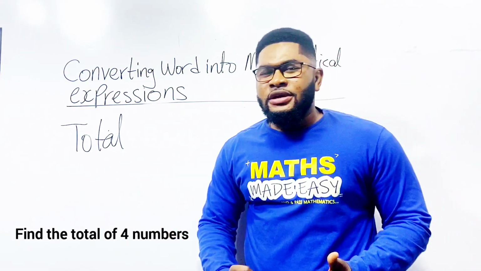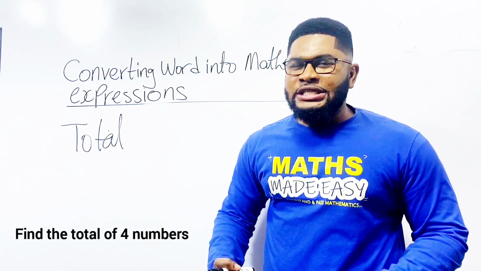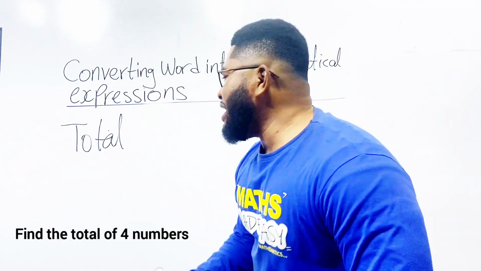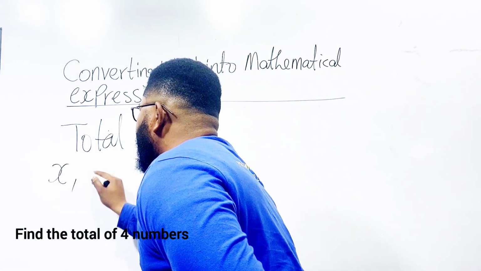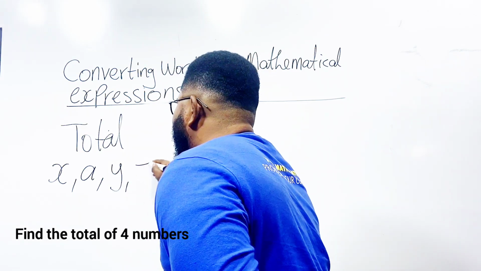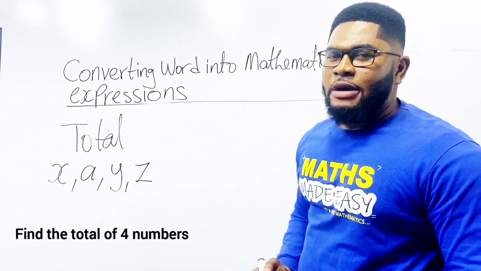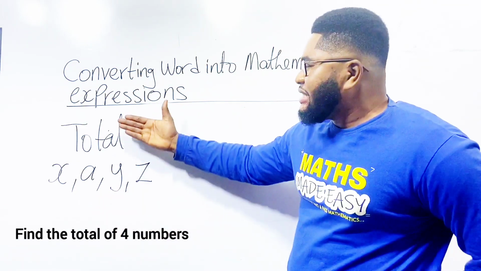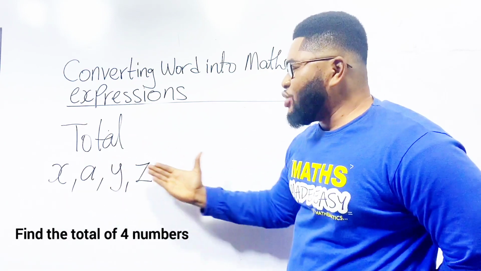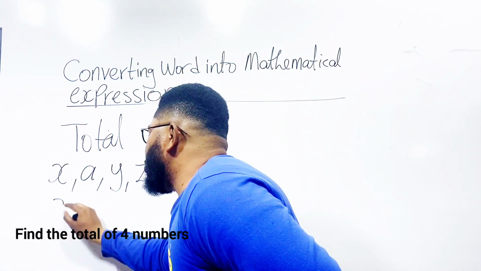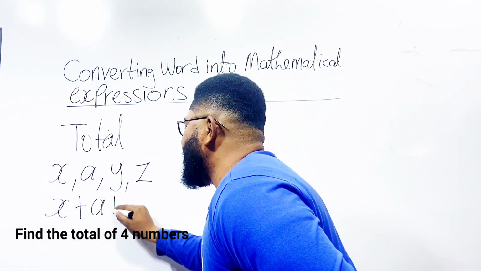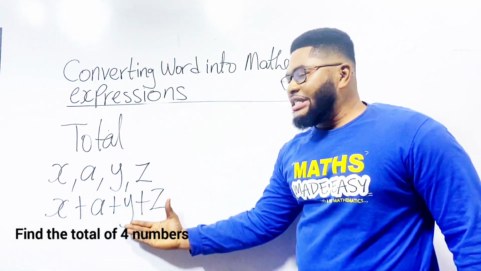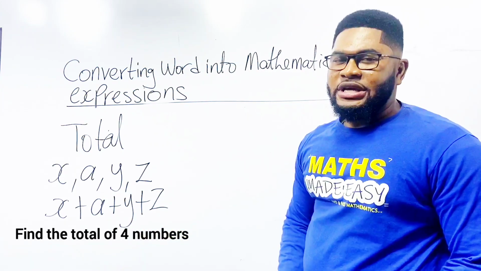Now in this instance, we don't know the 4 numbers. So let's, for example, put variables to represent each of the numbers. So let the numbers be x, a, y, and z. So these are the 4 numbers. So when we want to find the total of these 4 numbers, where we've learned that total also means addition, it means we have to add all these 4 numbers. So it will become x plus a plus y plus z. So with this, we have then converted the word into a mathematical expression.